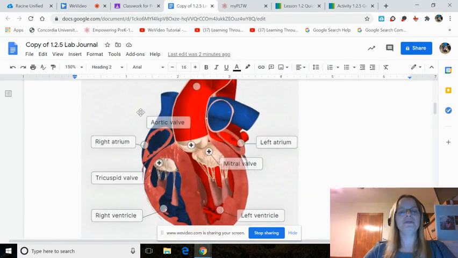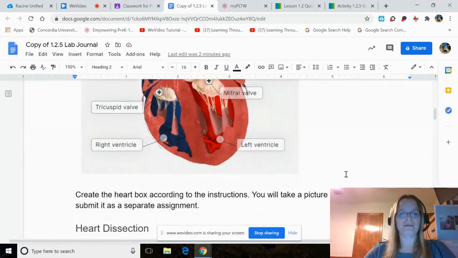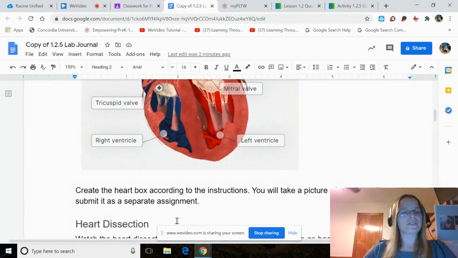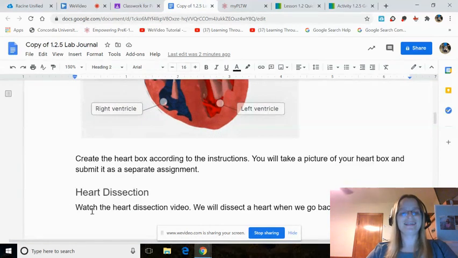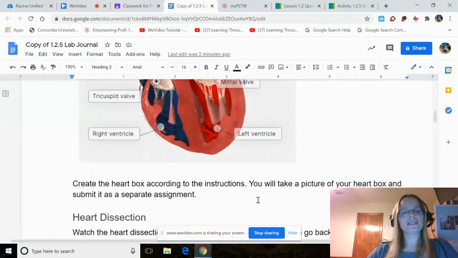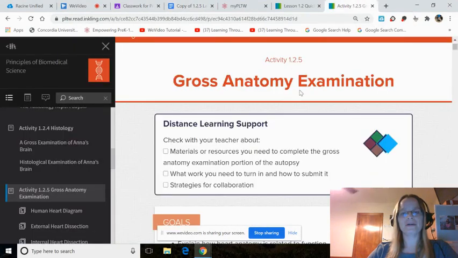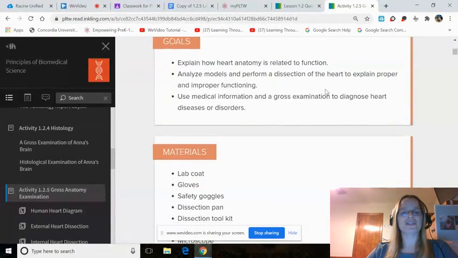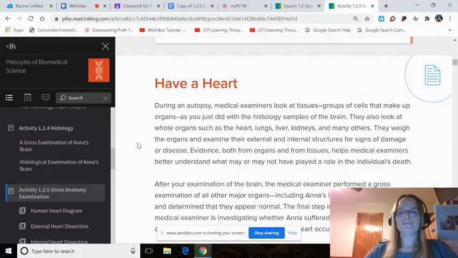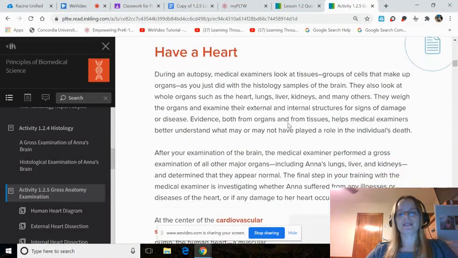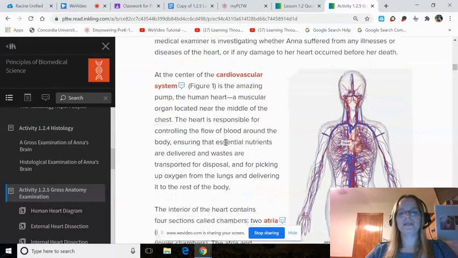So here we go. Here is a beautiful picture of the heart, cartoonized. This assignment right below it, create a heart box according to the instructions. That's for tomorrow. I realized how big this assignment was getting, and I sort of clipped it down and spread it over 2 days. So now it says, watch the heart dissection video. So we're going to go over here, gross anatomy examination. You don't need any of that stuff. Sad face. And let's see, medical examiners look at tissues. Here is a beautiful model of the cardiovascular system.